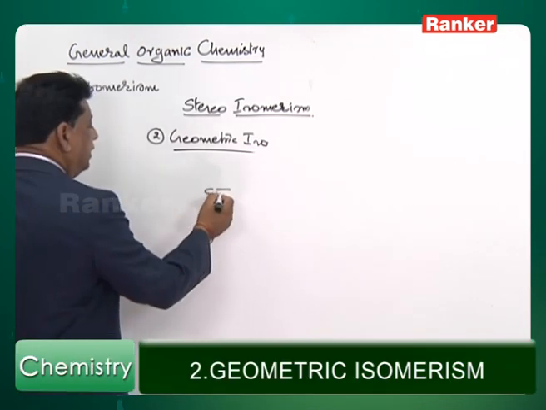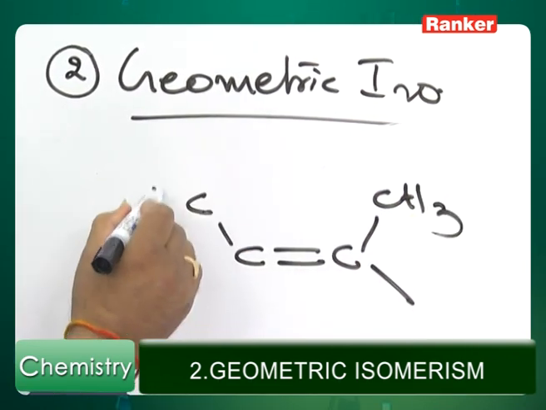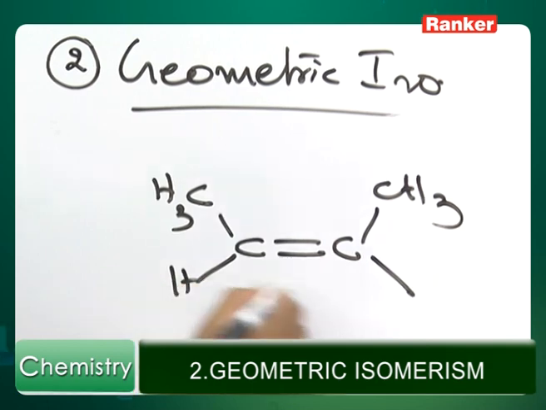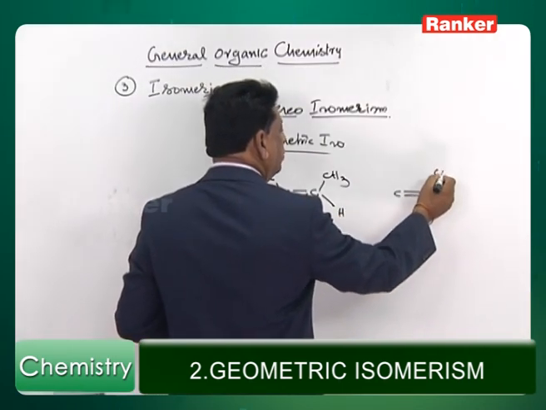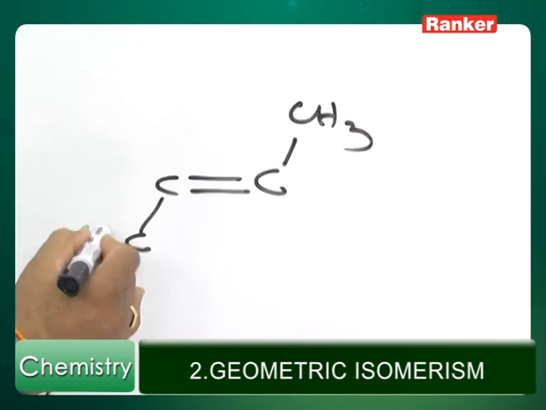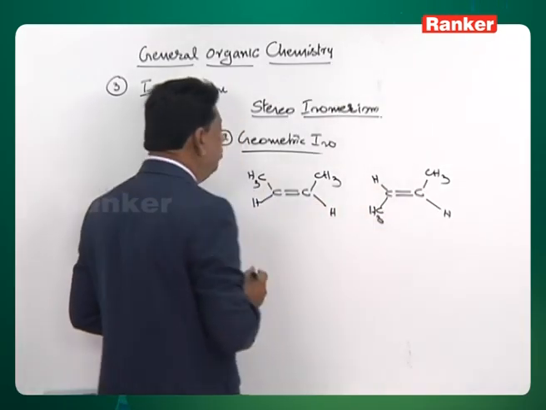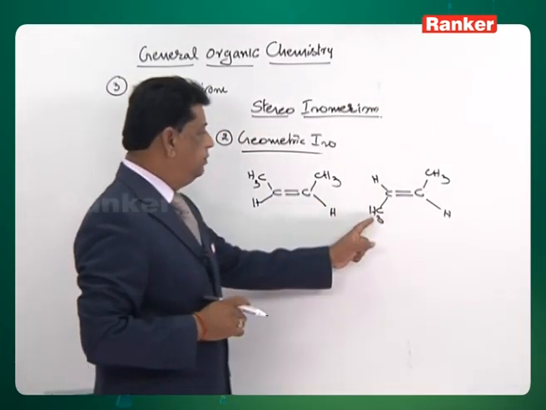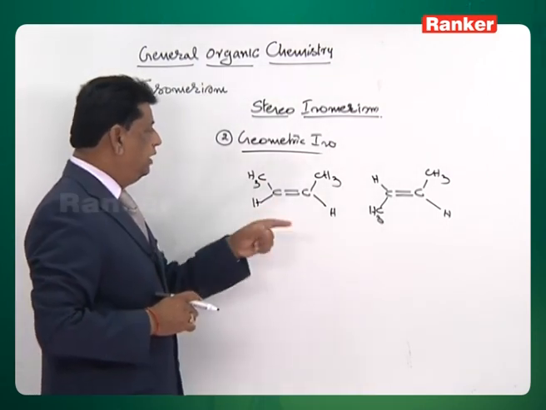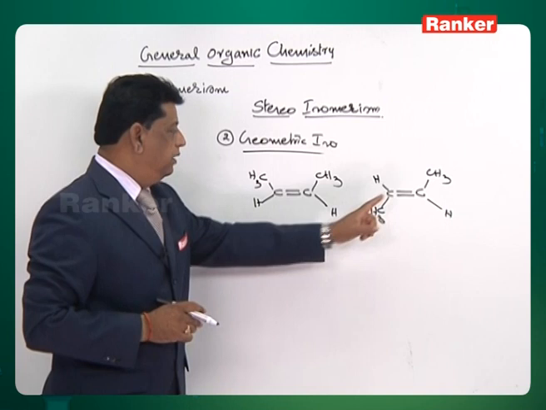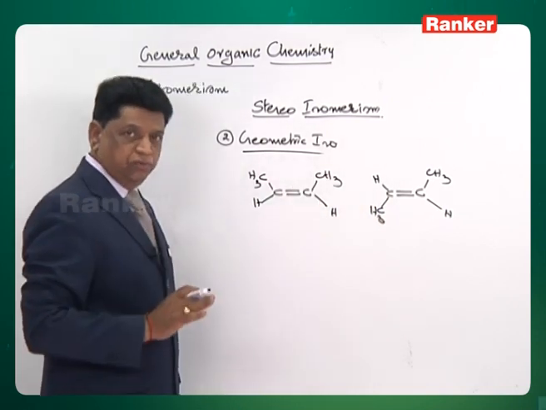Let us take 2-butene. The 2-butene can be of two types. One compound has both methyls on the same side, and in the other one methyl is up and one methyl is down. Both are 2-butenes. If this methyl is on that side, it is no more 2-butene, isn't it? Both are 2-butene. The order is the same: methyl, carbon, double bond, carbon, methyl. So the order is the same, they are not structural isomers.